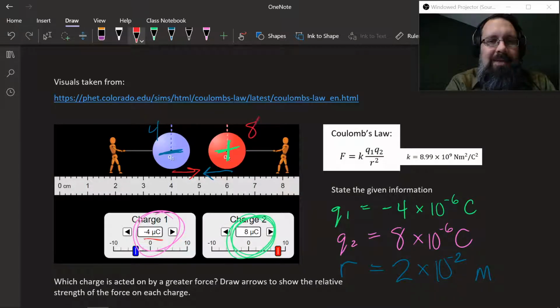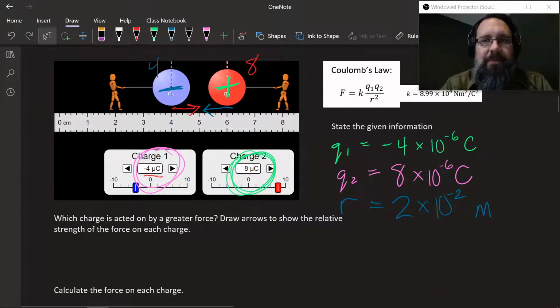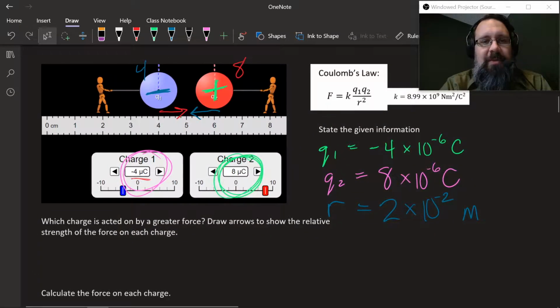Okay, so the one with less charge is going to get pulled by a stronger force. Is that what you're saying, Ben? Okay, anyone else have any thoughts on this before I tell you the answer? Which charge is going to be pulled by a greater force?